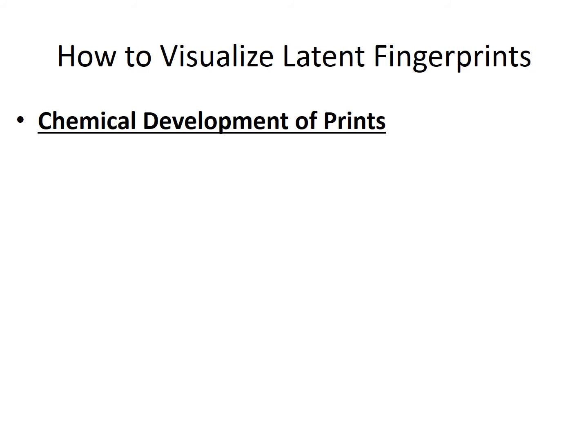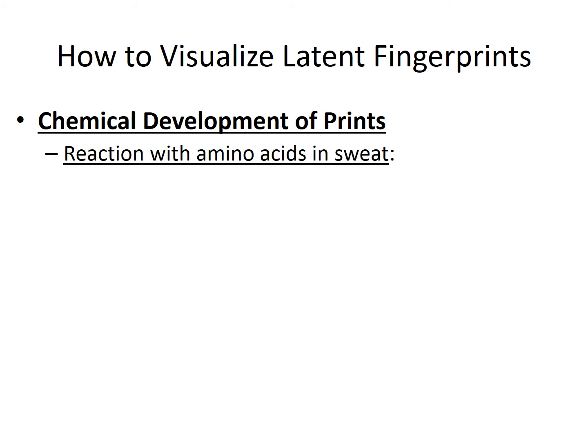We can also talk about the chemical development of prints. Basically, the amino acids in the sweat will react with several different things. So commonly, we have cyanoacrylic vapor, which is superglue. This is a method called superglue fuming.